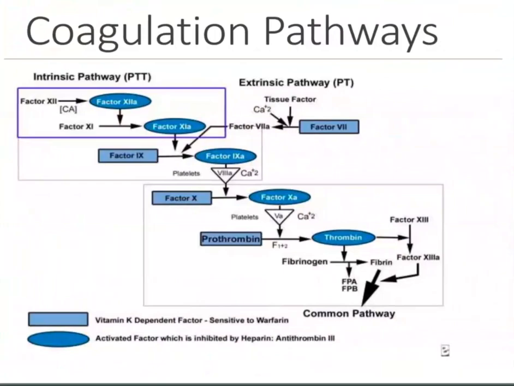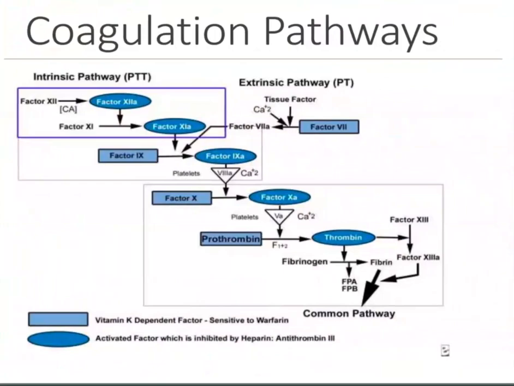So the intrinsic pathway starts with factor 12, factor 11, factor 9, and factor 8. Okay, and eventually it goes into the common pathway, which is factor 10, and factor 10 is converted to factor 10A, and factor 10A converts prothrombin into thrombin, and from there thrombin converts fibrinogen, which is further converted into a stable clot, which is fibrin. Okay, so that's the pathway of the intrinsic process.